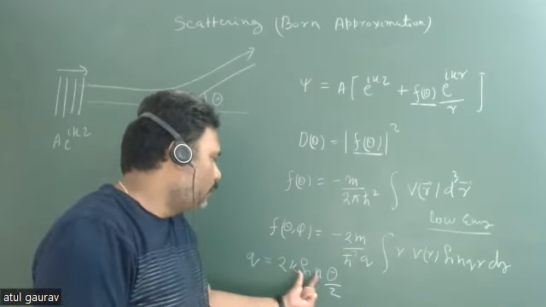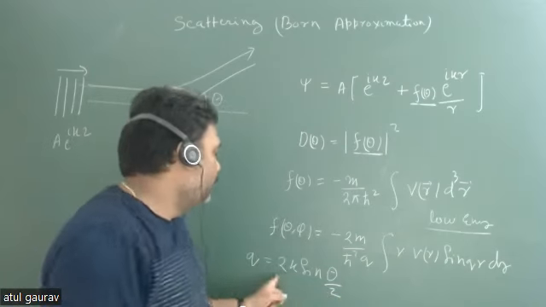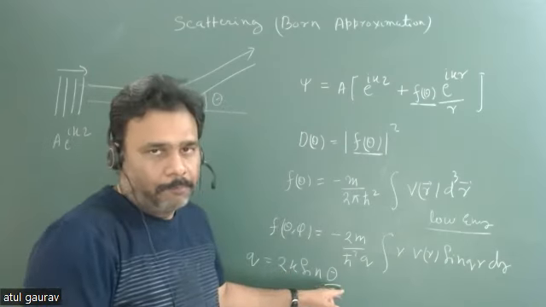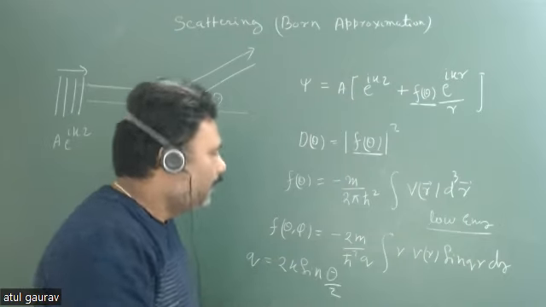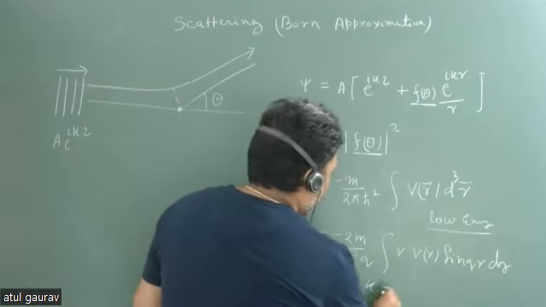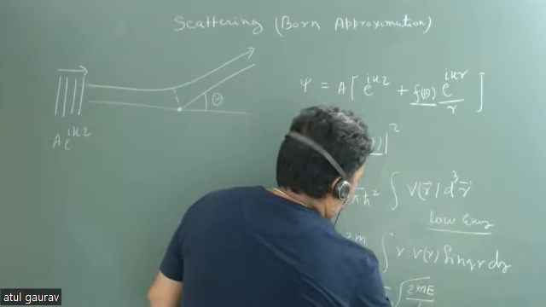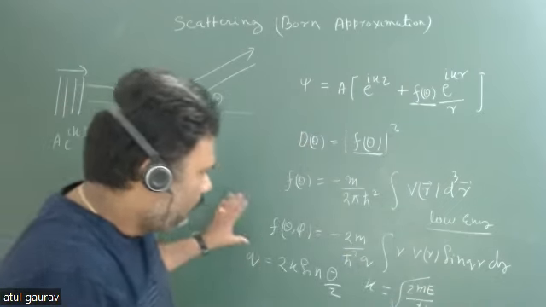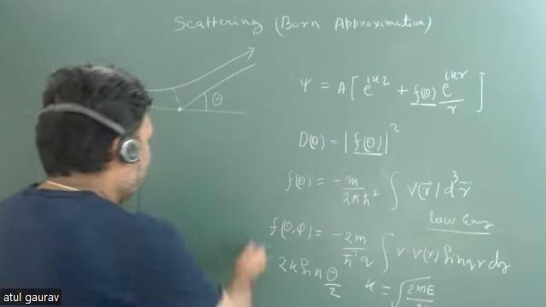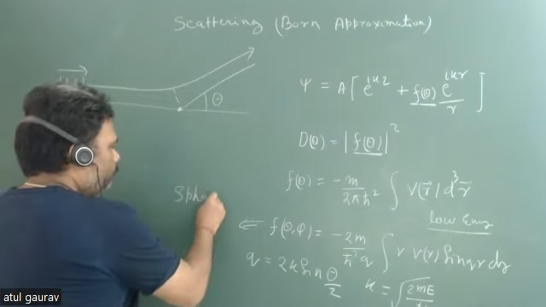This q is 2k sin(theta/2). If your scattering angle is 2 theta, then this value is equal to 2k sin theta. So you have to always take care of this thing. Okay. And what is k? The k is your famous root under 2mE upon h cut square, which is very famously known as the wave vector. And this formula is for a spherically symmetric system.